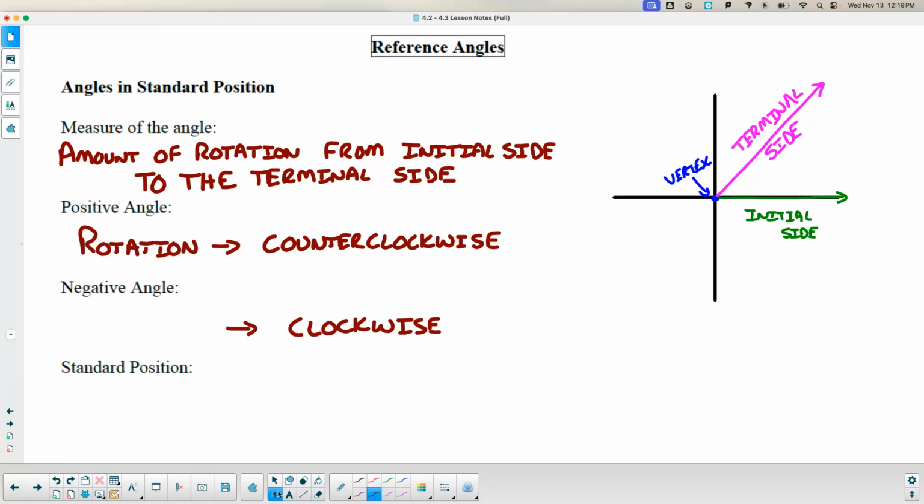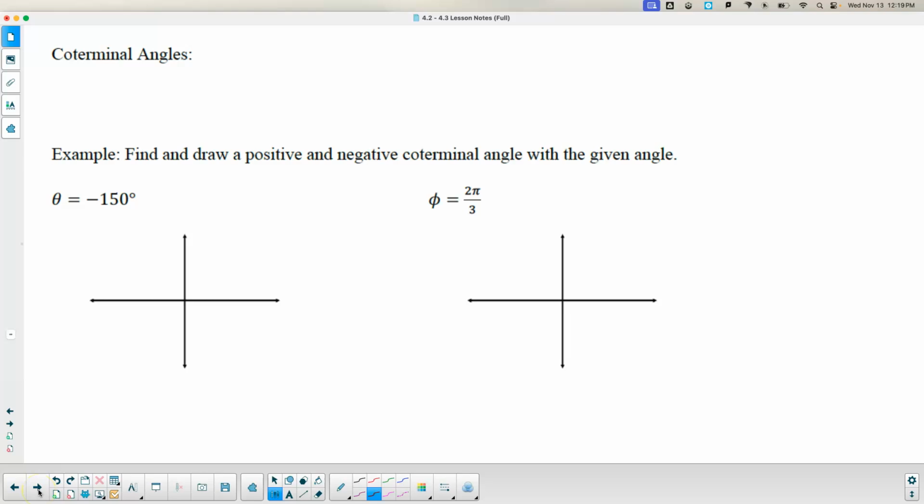In standard position, we have many angles that could stop and have the same terminal side. Because we only get 360 to choose from, but if we go bigger than 360, or smaller than negative 360, we have many to choose from. So we call those coterminal angles. Those are angles that have the same terminal side.